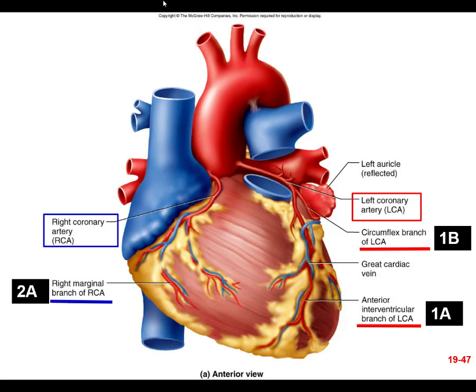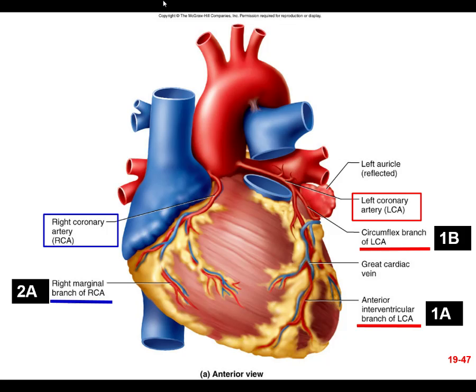Now, by looking at this picture, which coronary arteries do you think they have to bypass most often with CABGs, with bypass surgery? By just looking at their location, which arteries do you think become clogged and have to be bypassed most often? The right or left? The left, because the left is more exposed than the right. The left, that's part of it.